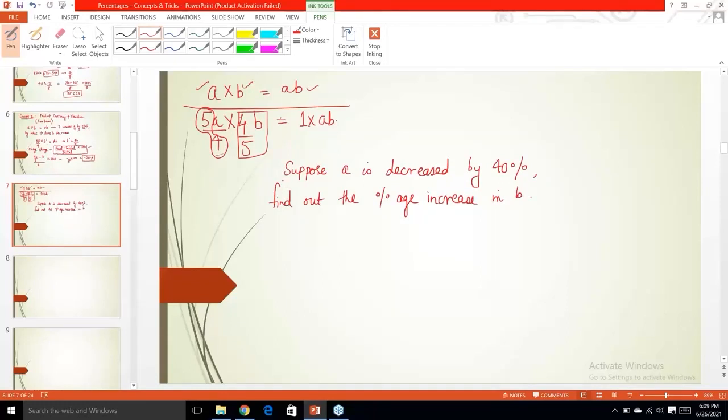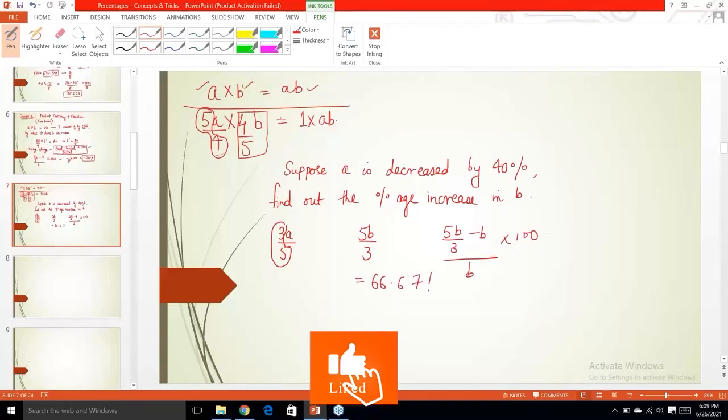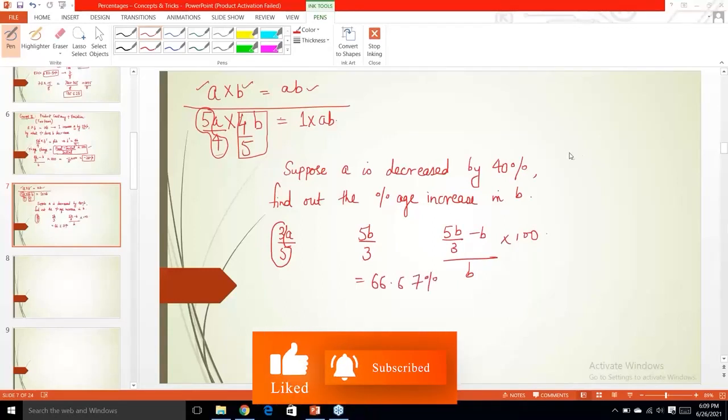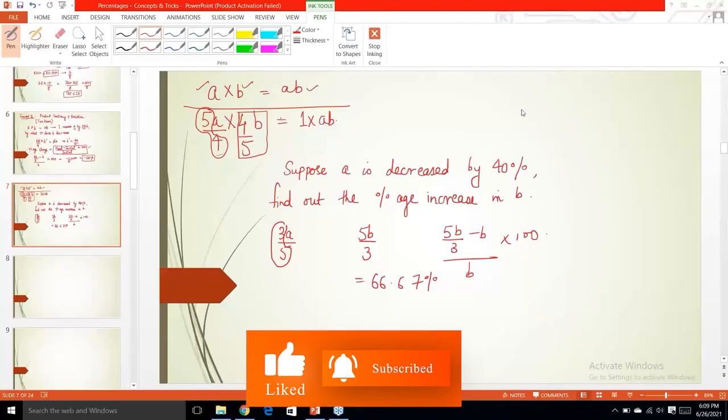So if A is decreased by 40%, we know that A becomes 60% of itself, so it becomes 6A by 10. 6A by 10 is 3A by 5. The moment I know 3A by 5, I know B will become 5B by 3. That's it. I'm done. Now you just have to find out the percentage change in B: 5B by 3 minus B upon B into 100, which is 66.67%.